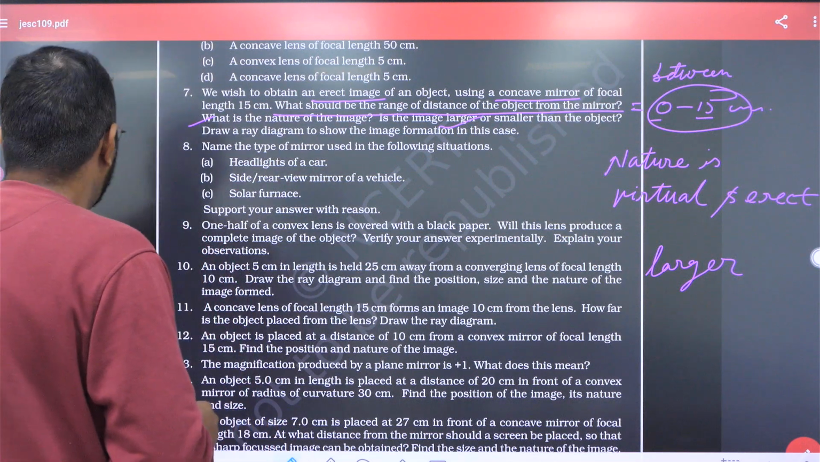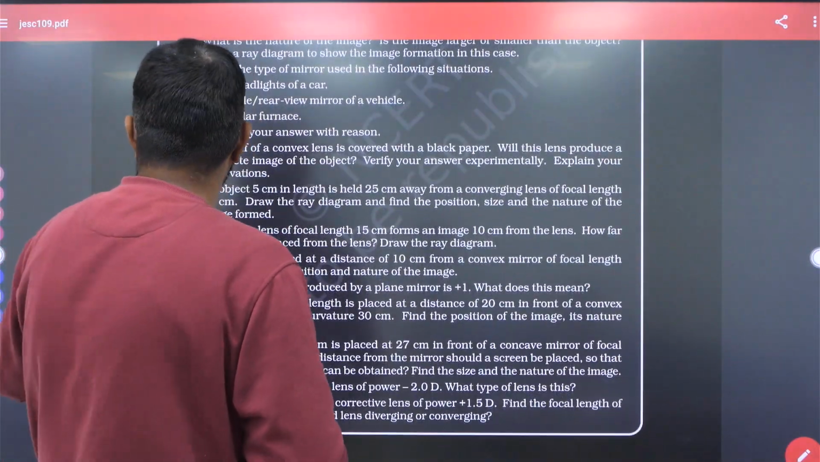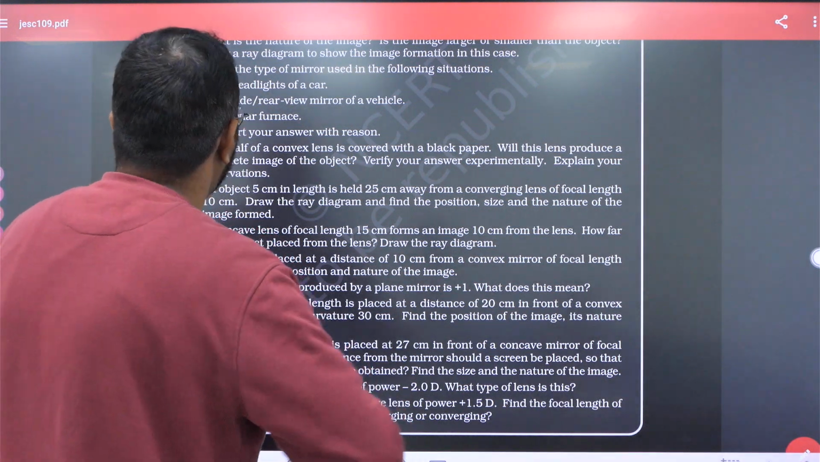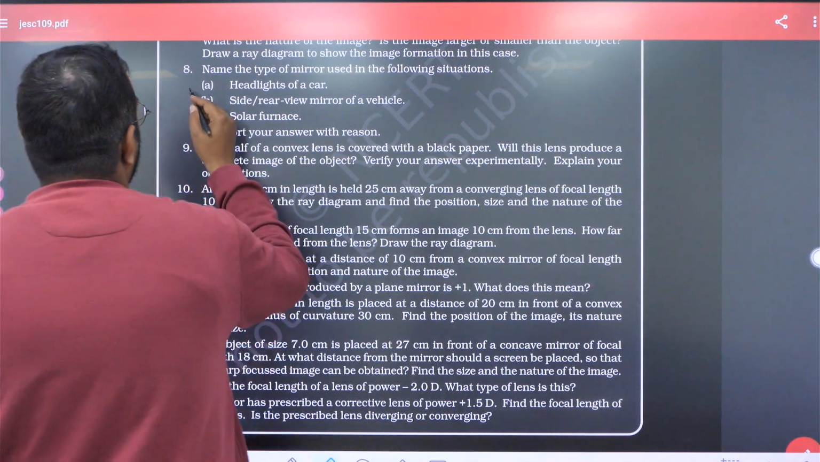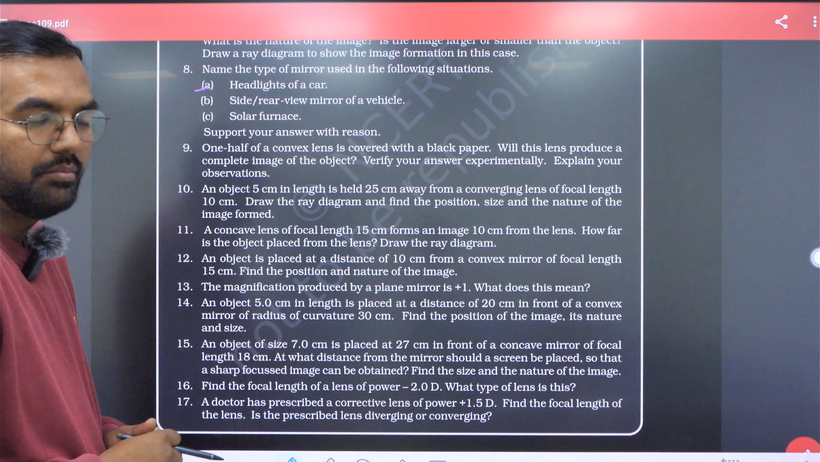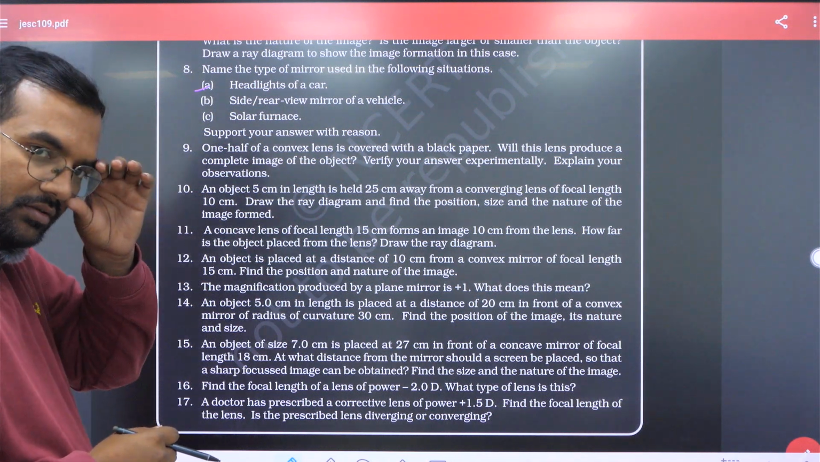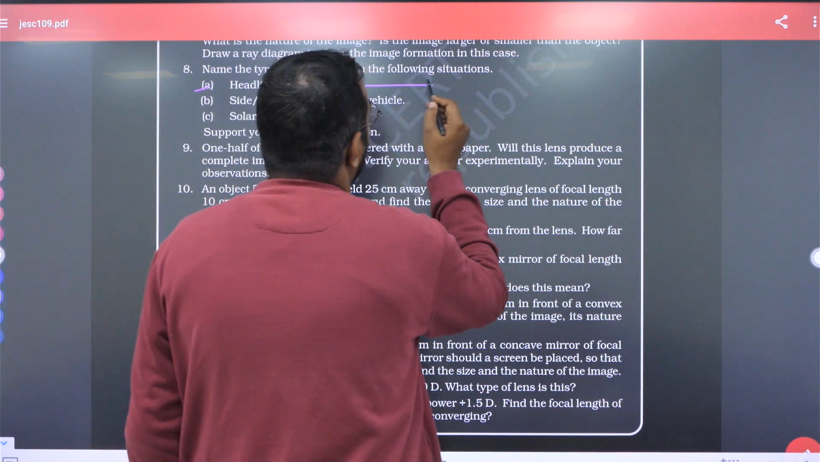Let's move to question number 8. Name the type of mirror used in the following situation. Headlight of a car. Concave mirror. Concave mirror. Why, beta? Do you know the reason?